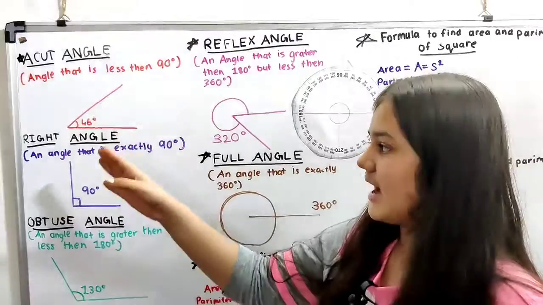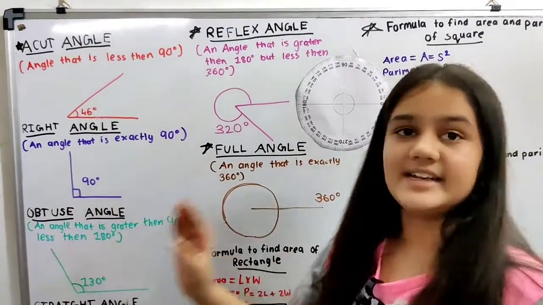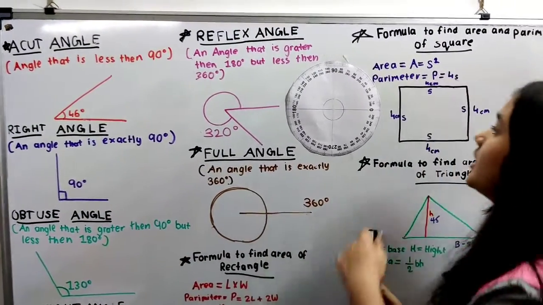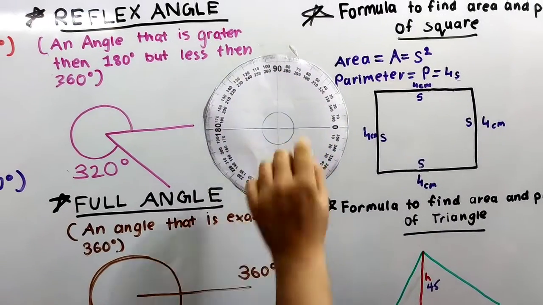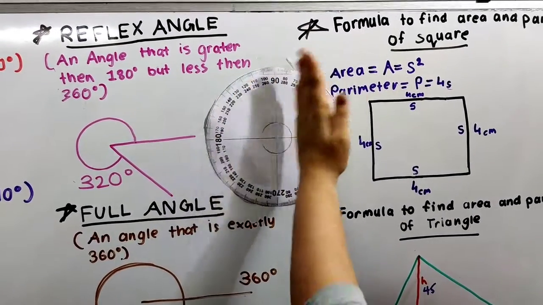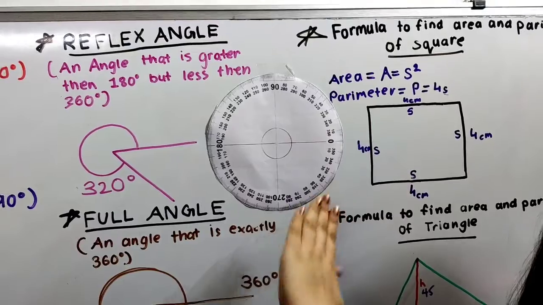Now let's go to the right angle. An angle that is exactly 90 degrees. This is a 90 degree angle which you can see, and it is exactly 90 degrees, not more than 90 or less than 90.